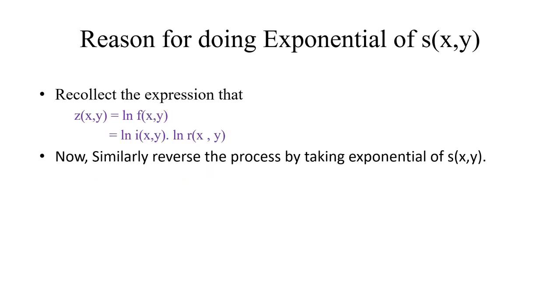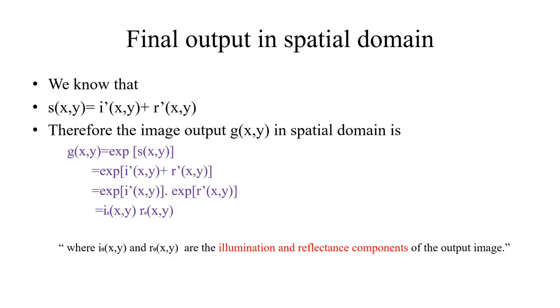While processing the image in the frequency domain, we had been doing the Fourier transform and the natural logarithm. Similarly, for conversion to the spatial domain, we go for the exponential of the image. By doing the exponential of the image, the output g of xy in the spatial domain is obtained, where i naught of xy is the illumination component and r naught of xy is the reflectance component of the output image.